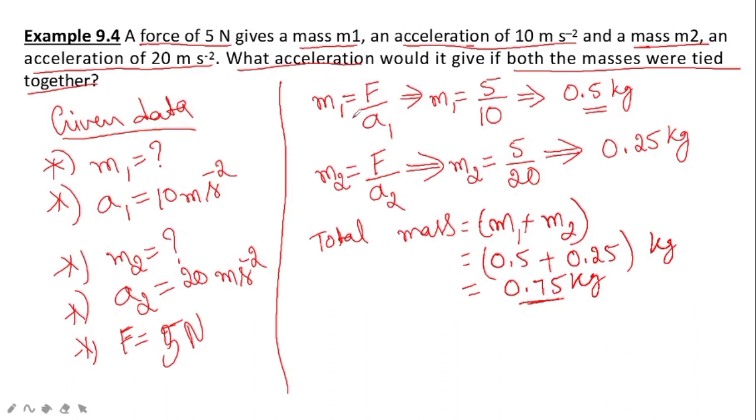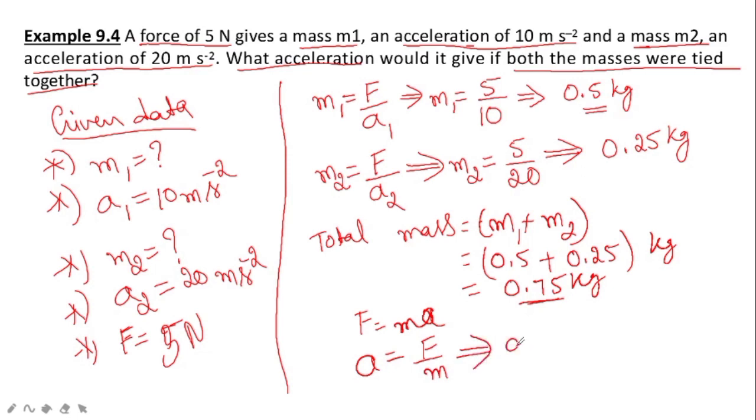So next, what do we have to find? We have to find acceleration. So we will apply the formula, that is F equal to ma. Do we know force? Yes, that is 5 Newton. Do we know mass? Yes, it is 0.75 kg. So as usual we have to find acceleration. So what does it become? A equals F by m.